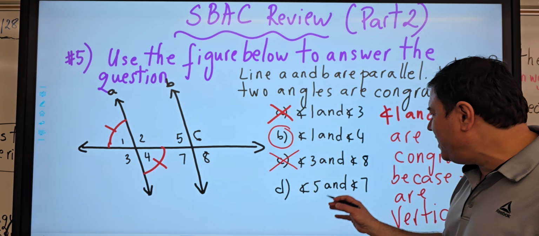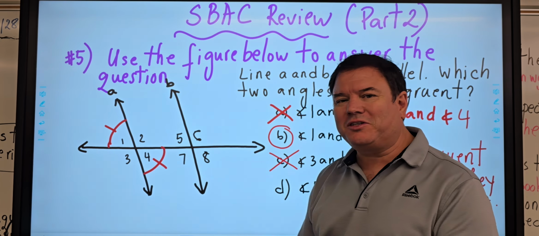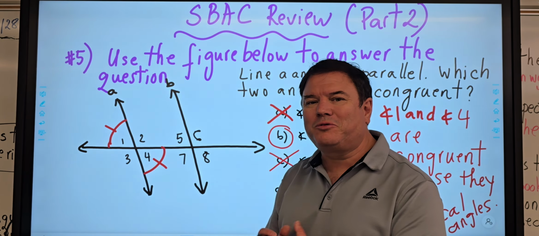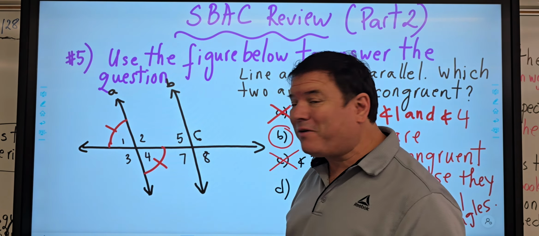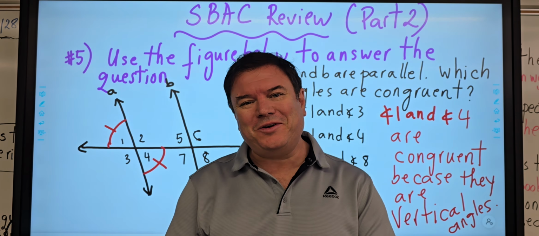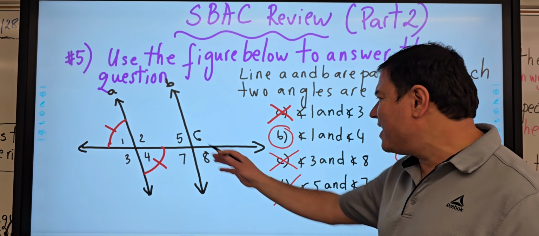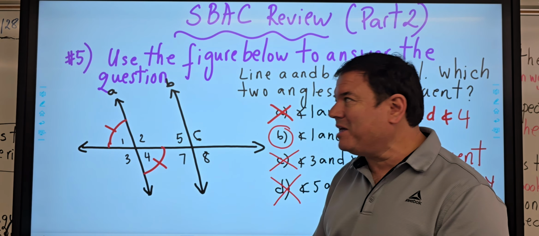And finally, D, angle 5 and angle 7. Angle 5 and angle 7 are the same as angle 1 and angle 3. Angle 5 is an acute angle and angle 7 is an obtuse angle. Again, if we add angle 5 plus angle 7, we get 180 degrees. But it cannot be our answer because they are not congruent or the same.